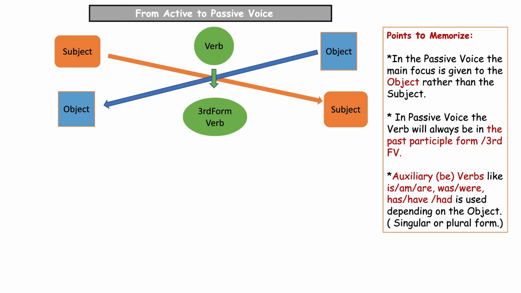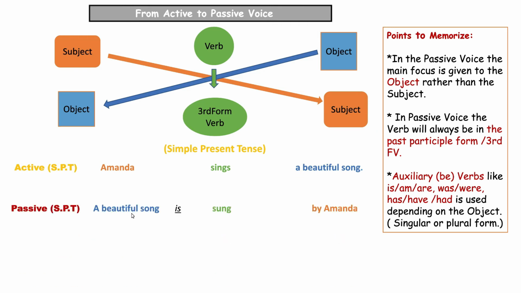Got it? Now, in simple present tense, our example was Amanda sings a beautiful song. Amanda is the subject, sings, verb first form plus s or es, and the object. Now when changing this into the passive voice, what will happen? So the object will go in front. A beautiful song is sung by Amanda. Amanda, the subject, will go at the back, and sings here, first form of the verb, will always change into its third form, sung. Is that clear?